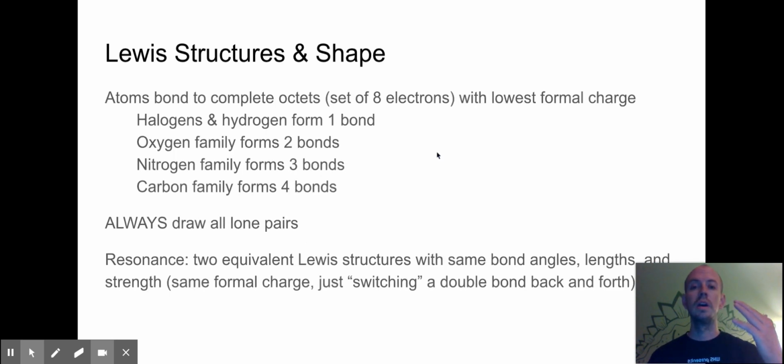Some quick things with this is that we can kind of predict that the halogens over here on the right side of the periodic table, next to the noble gases, only need one more electron. They almost always form one bond. Oxygen and its family almost always form two bonds, so two singles or a double. Nitrogen almost always forms three. Carbon almost always forms four, whether that's two doubles or four singles.